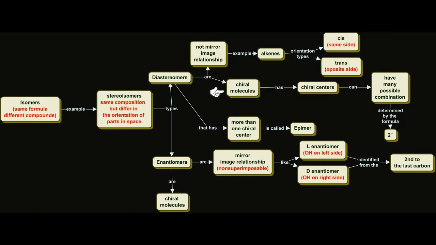Diastereomers are like enantiomers. They are also chiral molecules, meaning they also have chiral centers. Diastereomers have different chiral centers. Because of this, they can produce many possible molecular structure combinations. This can be determined by the formula 2 raised to the power of n, where n is the number of chiral centers. A diastereomer that has more than one chiral center is called an epimer.